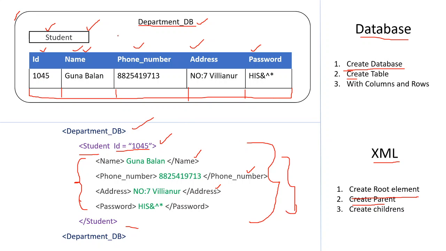Likewise, we create the table in the database. So creating the structure of XML is nearly equal to the database. That's why I take the comparison here. I think you will get an idea about the structure of XML. First we create a root element tag, then we create a parent. Inside the parent we have children. Between two tags we have the values. So that's it about the XML structure.